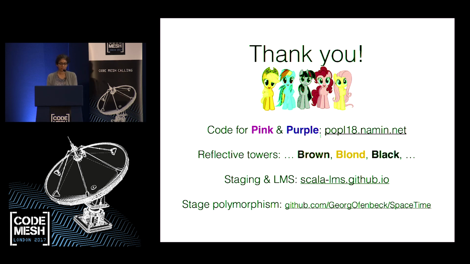And here are some references, so code for Pink and Purple. If you're curious about reflective towers, there's a long history with Brown, Blond, Black. You can probably find that. For staging in LMS, I have the website as a good starting point. And for stage polymorphism, Georg Ofenbeck at ETH did a lot of work on stage polymorphism in the context of high-performance computing, so being able to control the shape of generated code and so on. He has some good work on that. So thank you very much.